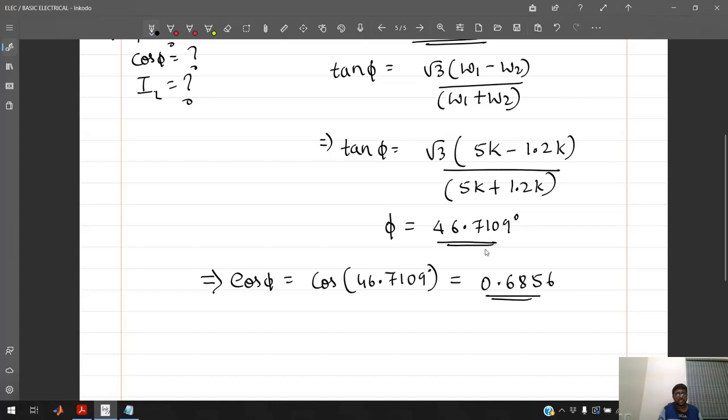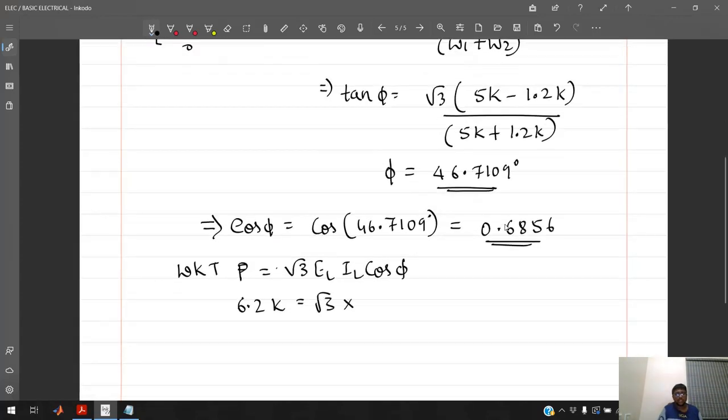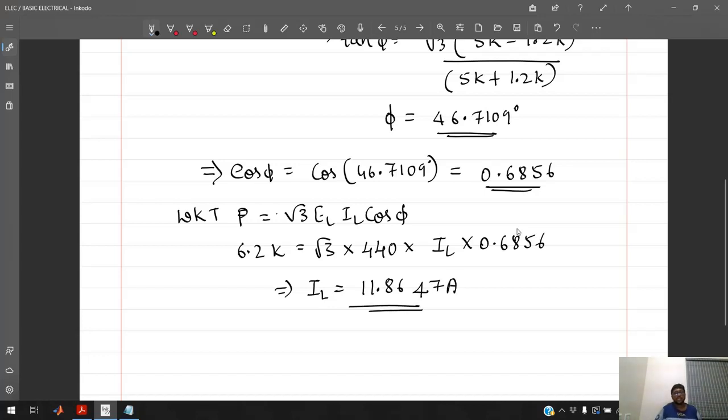And the last part, that is IL. We know that power is equal to root 3 EL IL cos phi. Power is calculated already, which is 6.2 kilowatt. That is equal to root 3 into EL, and EL is 440 volts, so 440 into IL into 0.6856. So that implies IL is equal to 11.8647 amperes. So this is how you calculate the line current.